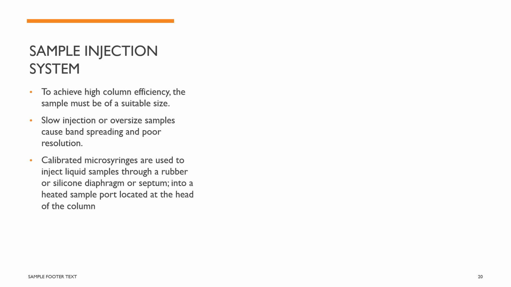Sample injection system. To achieve high column efficiency, the sample must be of suitable size. Slow injection or an oversized sample causes band broadening and poor resolution. Calibrated micro syringes are used to inject liquid sample through a rubber or silicone diaphragm or septum into a heated sample port located at the head of the column. The septum purge outlet prevents septum bleeding components from entering the column.